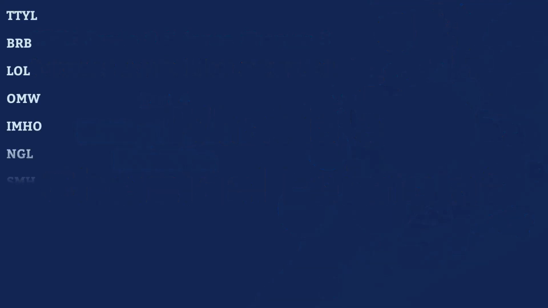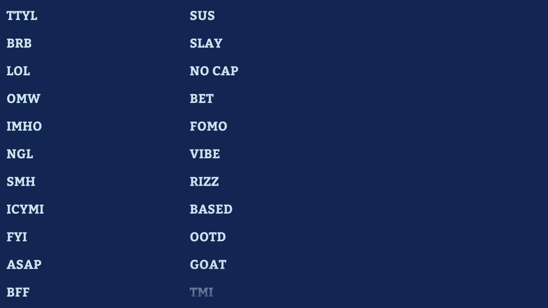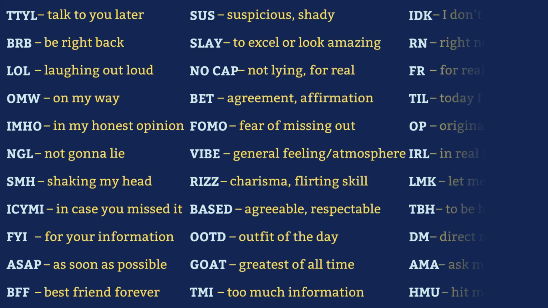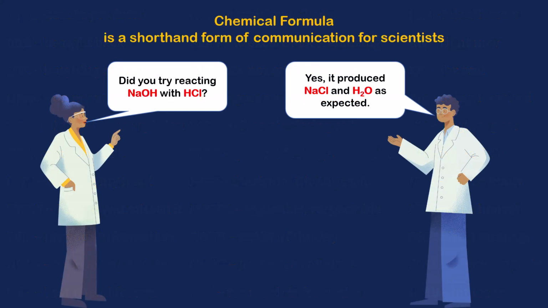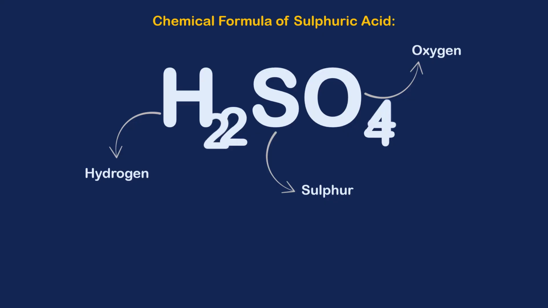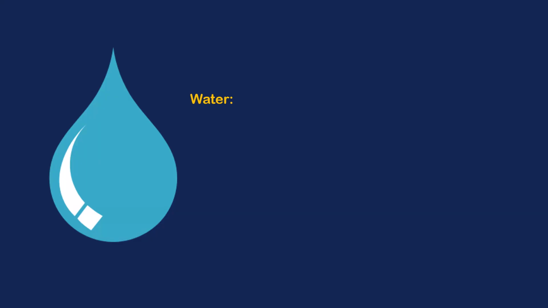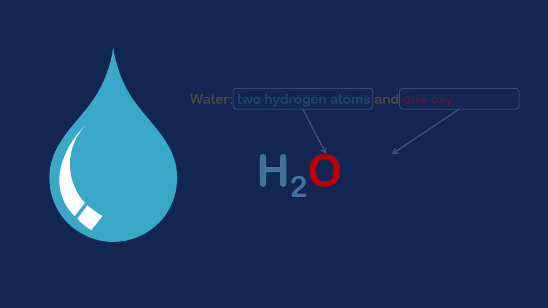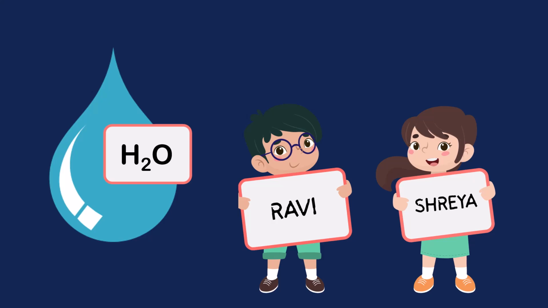Have you ever seen these terms? These are usually accepted shorthand terms in casual communication, right? Like a quick way of saying longer phrases. Chemical formula is the shorthand form of communication for scientists. It tells us which atoms are in a compound and how many of them are there. For example, instead of saying that water molecule has 2 hydrogen atoms and 1 oxygen atom, we write H2O. Think of it like an identity tag for a compound. Just like your name is a short form of your whole identity.